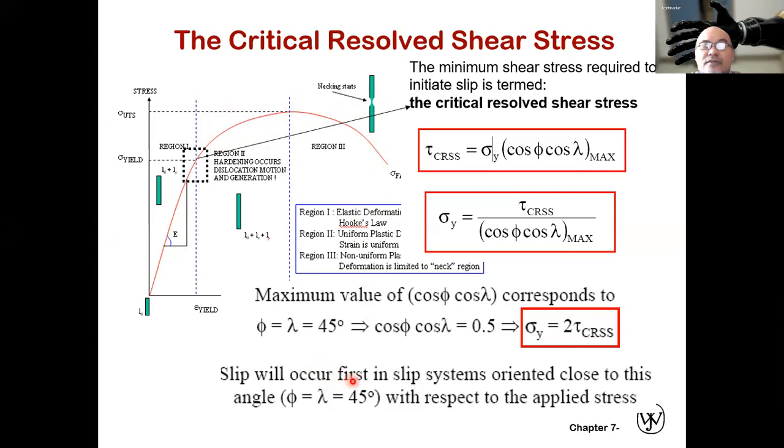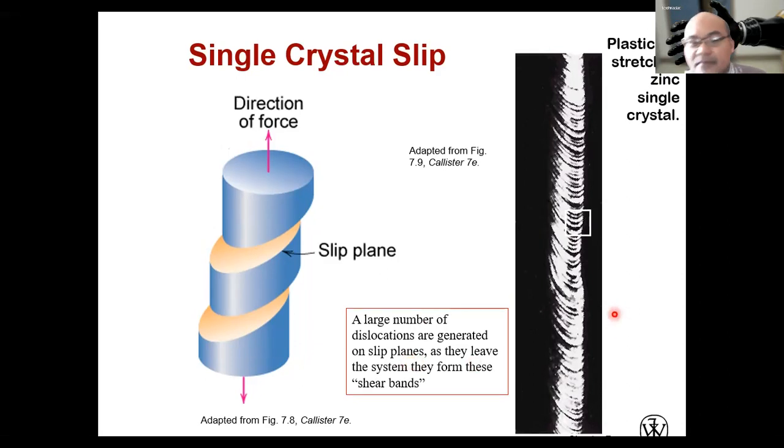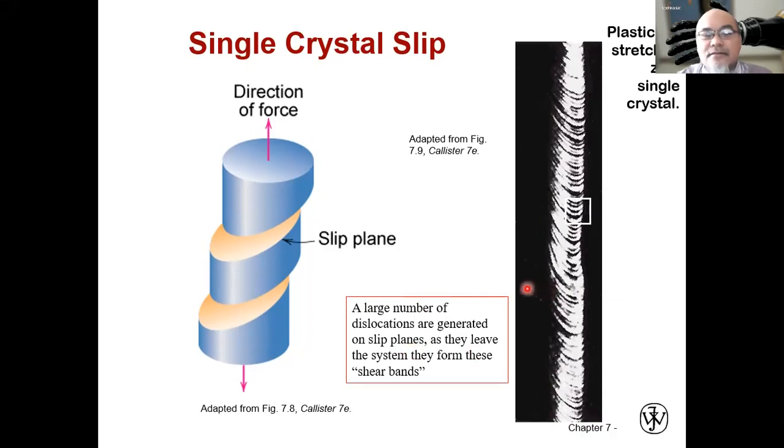Slip will occur first in the slip systems oriented close to this angle, 45 degrees, with respect to the applied stress. So this is the picture of single crystal slip. Okay, let's pause here.